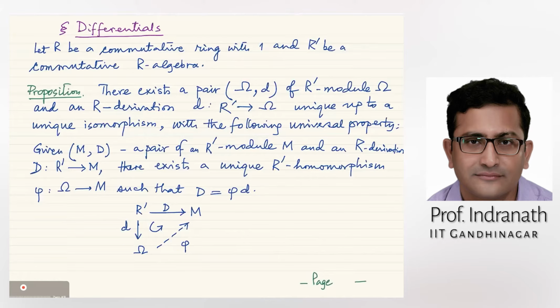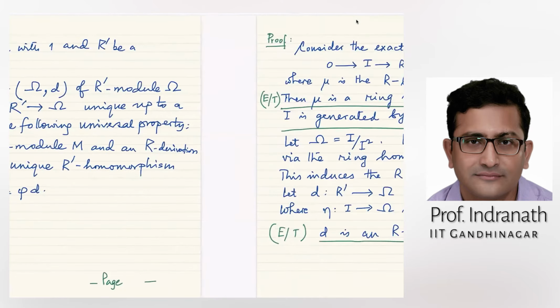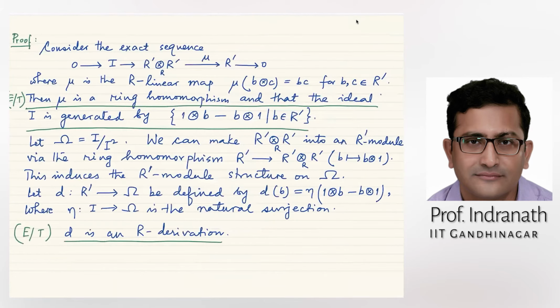Now this is unique up to unique isomorphism, etc. That is a standard technique which we use for proving uniqueness using a universal property. So that is not something very new, but the existence of this Omega has to be talked about, and that can be done in a couple of ways. But I'll do it in the way which I believe is very important, and it has its own merits.